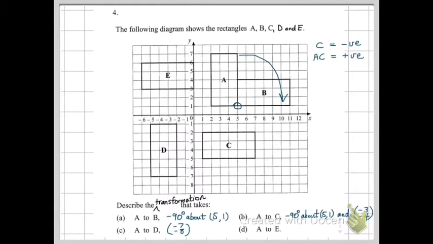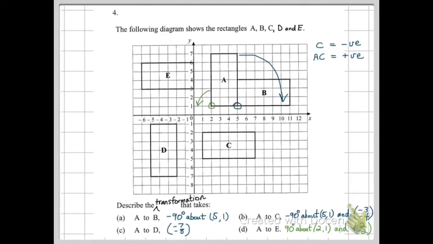Now for A to E, let's consider that the rectangle rotates in the opposite direction about the point 2, 1. So again, we can illustrate the rotation. You can see that that's a quarter of a turn, which is 90 degrees, and we are translating 2 places to the left and 2 places up. So the translation is -2, 2.